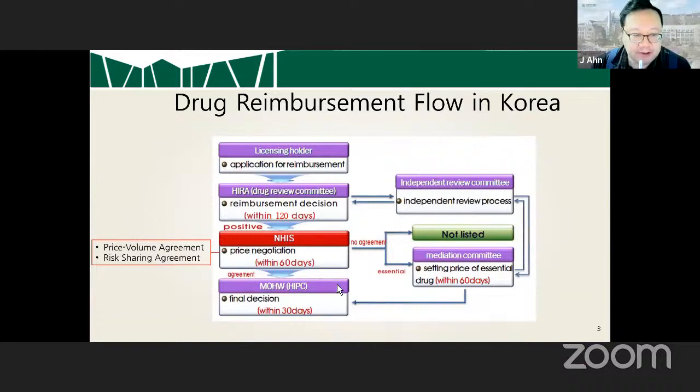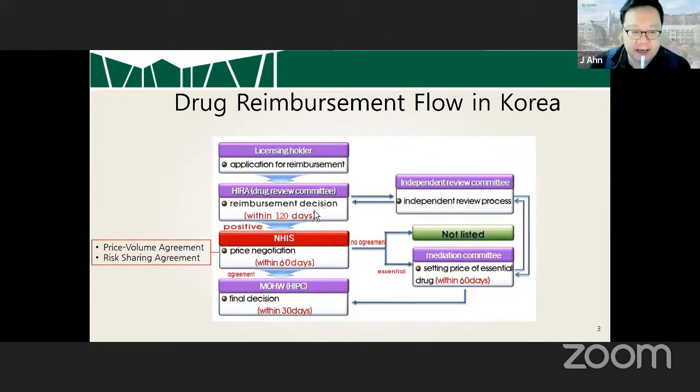So for the drugs, they follow this specific path. The company submits the dossier to HIRA, and HIRA's review committee decides in 120 days for reimbursement. But the problem is the HIRA clock only starts when they recognize the submitted dossier is complete. So they can send it back to be revised as many times as possible.